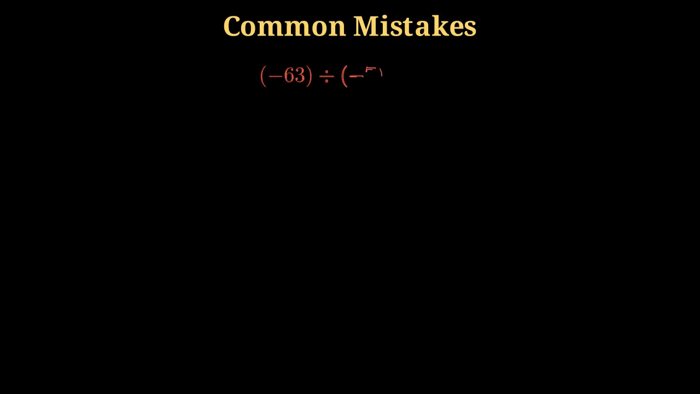2 mistakes to leave behind in this lesson, one about signs, one about zero. Mistake 1, seeing 2 negatives and keeping the negative. Negative 63 over negative 7 is not negative 9. Division follows multiplication's rules. Same signs give positive, positive 9. Always test it backwards. Negative 7 times 9 would be negative 63. So the 9 must be positive.